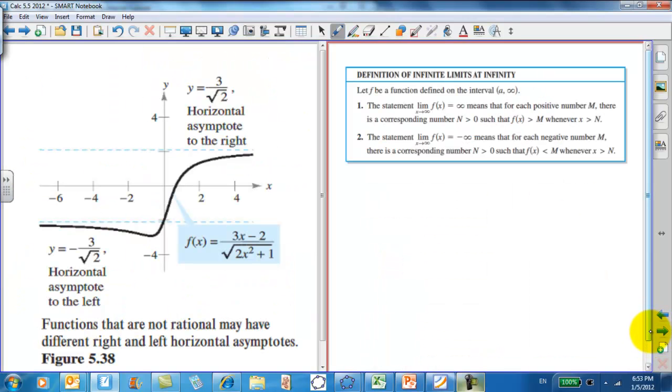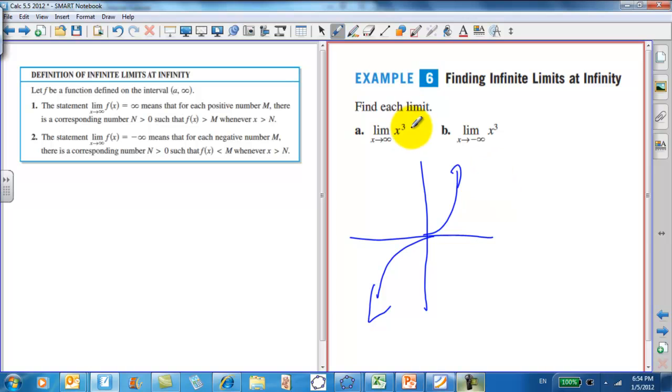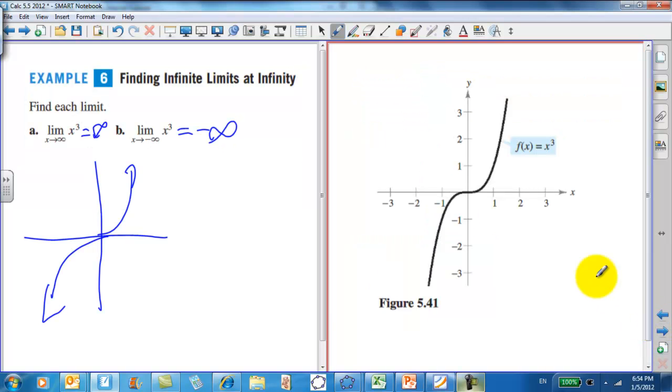Now, there's our formal definition of infinite limits at infinity. So rather than saying the limit does not exist, we say the trend it's going in, like it's unlimited, but it's going toward positive infinity, or it's going toward negative infinity. And so in this case, when we look at y equals x cubed, the limit as x goes to positive infinity is positive infinity, and as x goes to negative infinity, it's negative infinity, as we see in this graph.